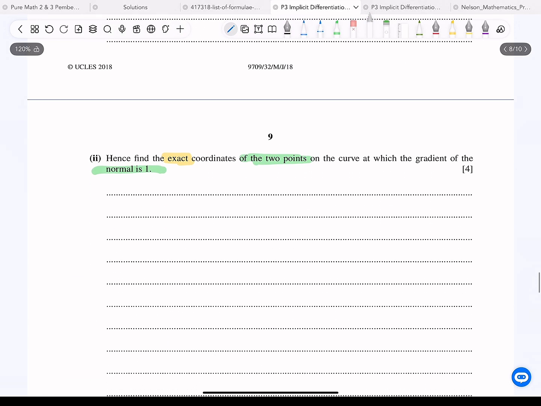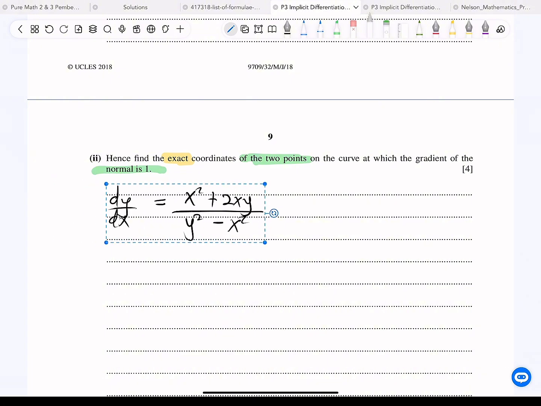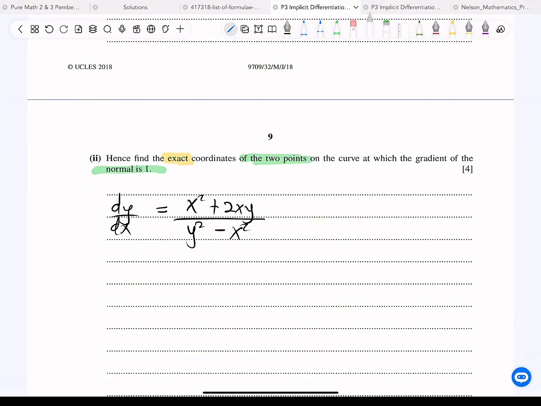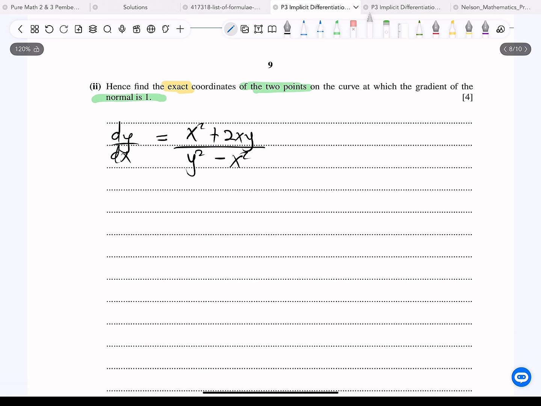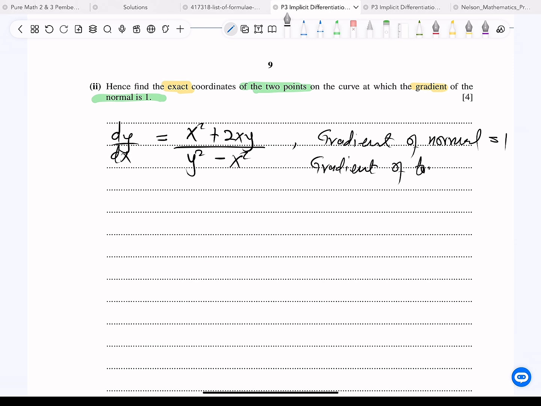Okay, they are telling us that the gradient of the normal, important, the gradient of the normal is this. So I know my gradient of normal is 1. That means that gradient of tangent must be -1, okay? Because the product of their two gradients should give you -1. Okay, tangent times normal is -1.